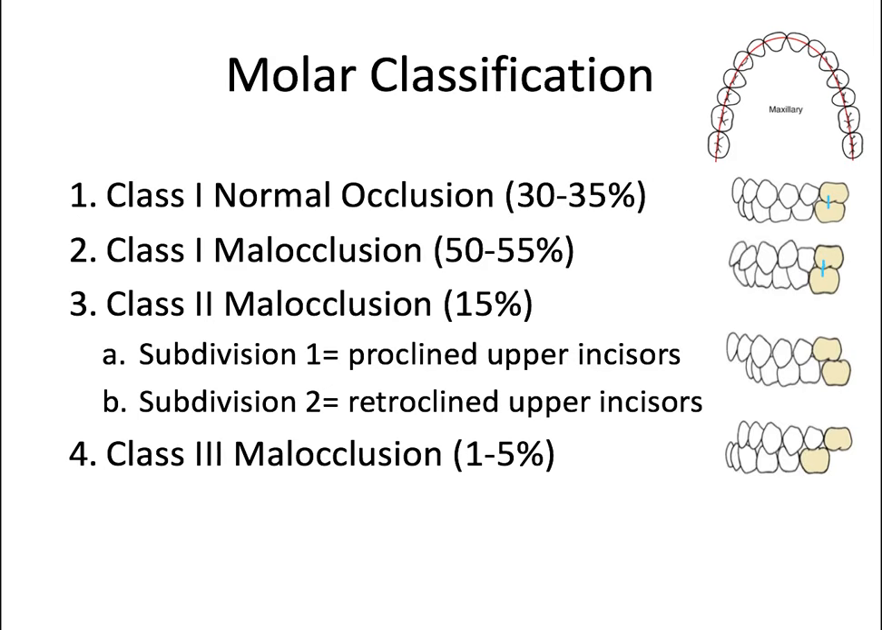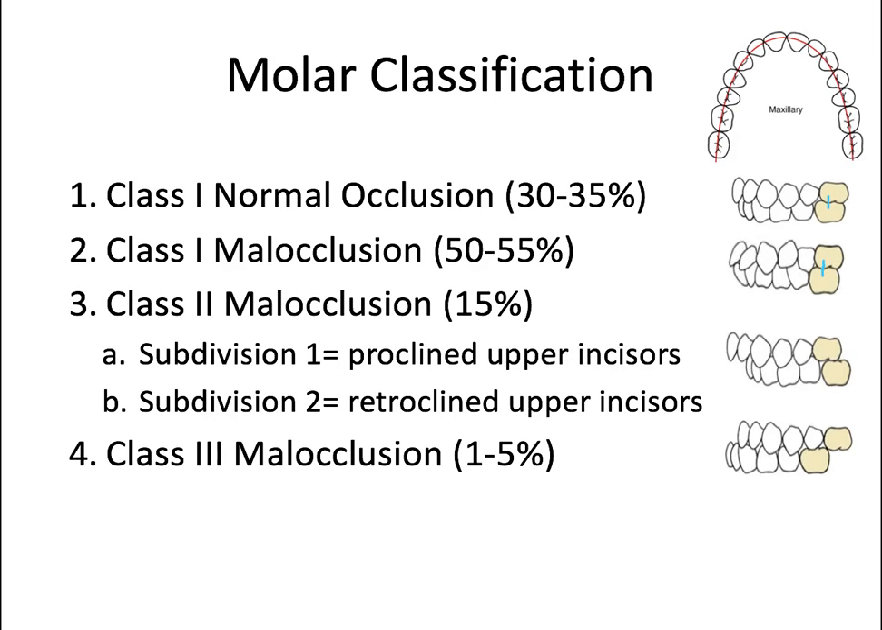For class 2 malocclusion, that means that the upper molar is too far forward and or the lower molar is too far back. So another way to think about it is that the maxillary arch is displaced mesially or anteriorly. The teeth may or may not be incorrectly aligned. Even if they were perfectly straight, and this was the molar relationship, we would call it a class 2 occlusion.